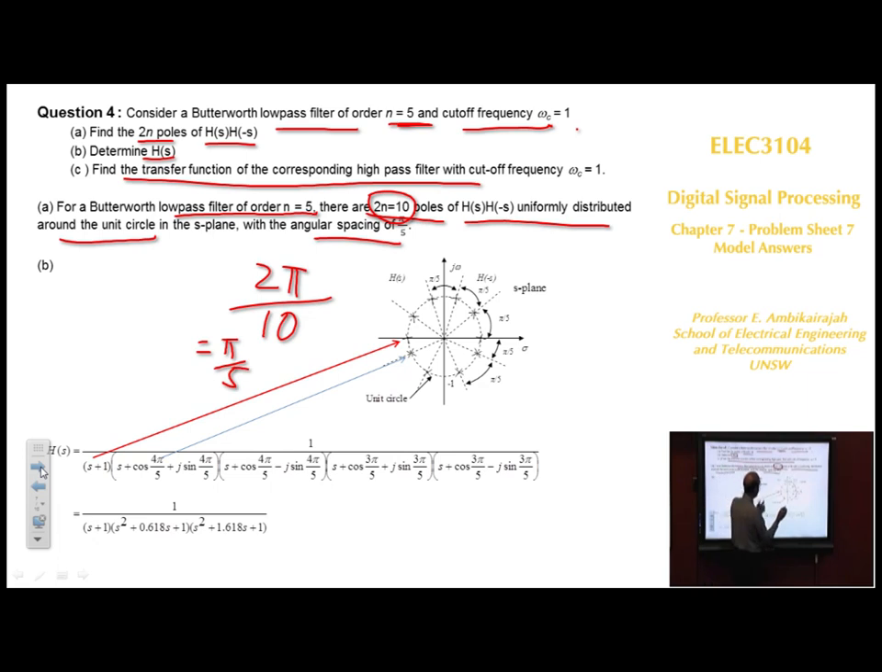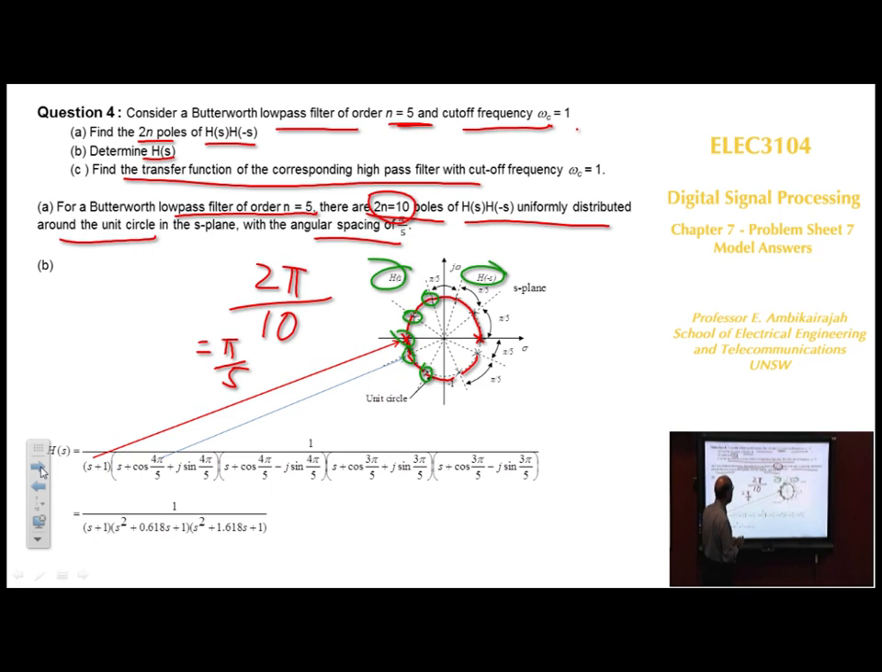So you start with this. Your first position is there, the first pole, and then pi over 5, pi over 5, and so on around the circle. Now you only need to find H(s). This is H(-s), you can see that. All you need to do is read the values corresponding to the complex poles, that one and that one. That's all you need to write your transfer function.